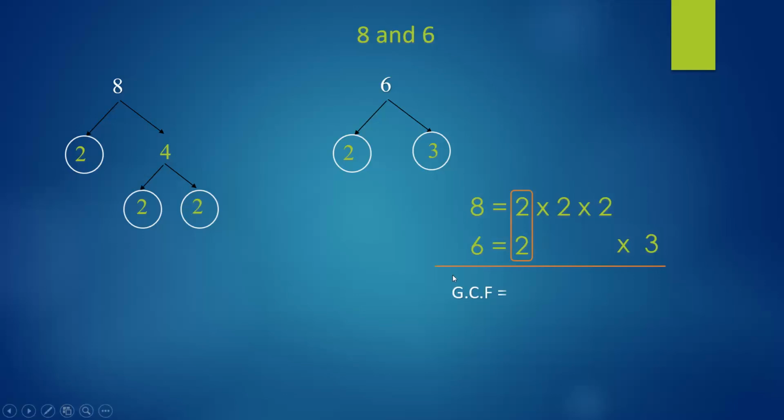For GCF, take the common only. The 2s are common, 2 and 2, so we take one of them, so it will be 2. But for LCM, take all the numbers, common and not common. So from this, it will take 2, and this 2, and this 2, and this 3. So LCM equals 2 times 2 times 2 times 3, which equals 24. Okay, thank you.